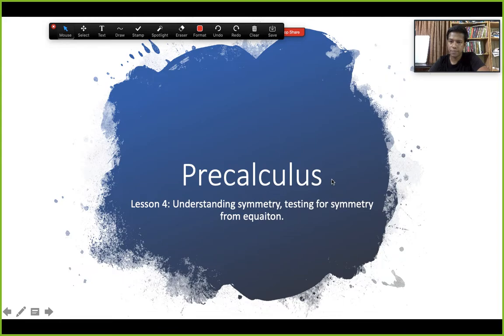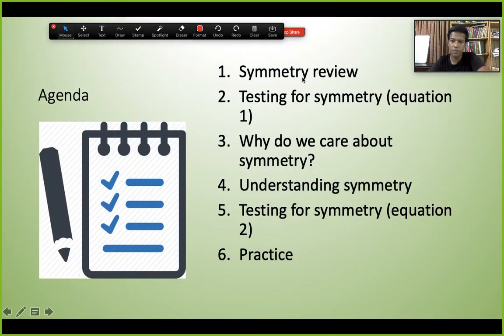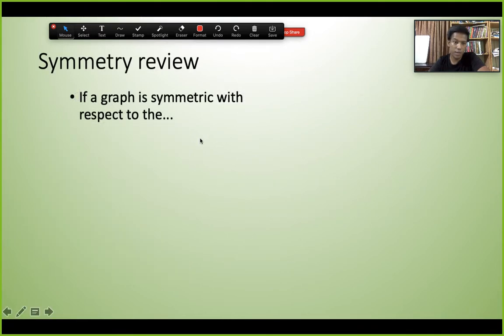This is the agenda: symmetry review, testing for symmetry from an equation, why do we care about symmetry, understanding symmetry, then testing for symmetry from an equation, and practice. So basically all of them are somewhat symmetry related. This lesson is mostly inclined towards symmetry from an equation. That is the main part here. So let's start by reviewing first.